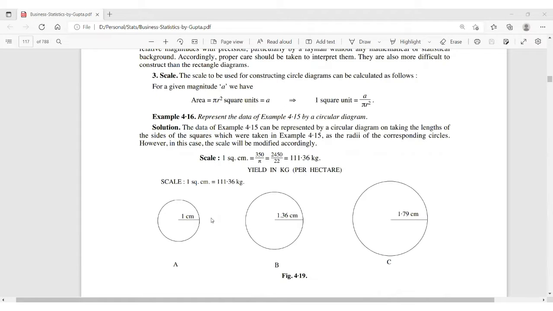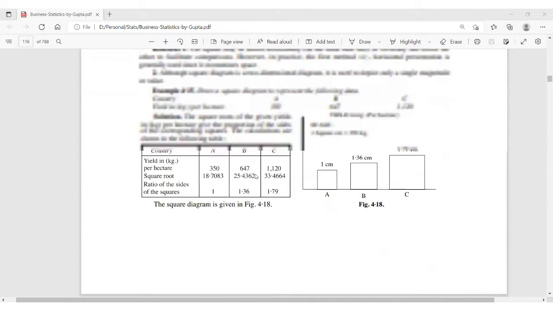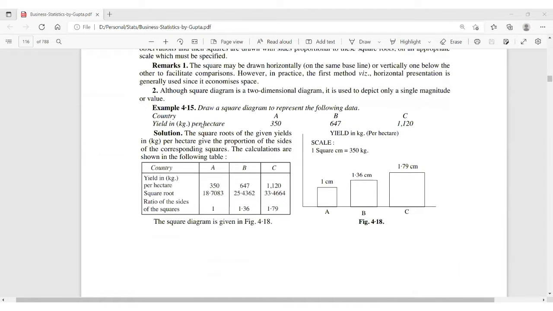Represent the data in example 4.15 by a circular diagram. Right? So, let me take one with these countries, yield per hectare 350, 647, and 1120, right? We have to represent this.